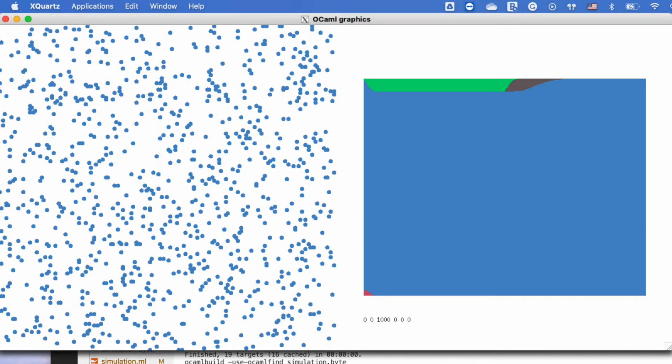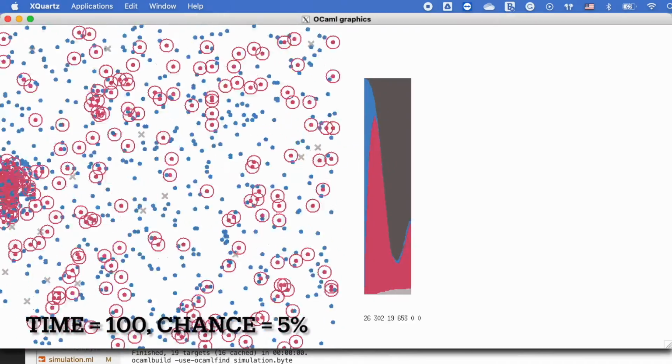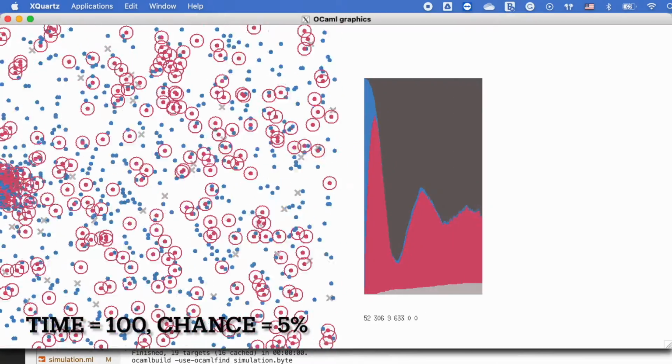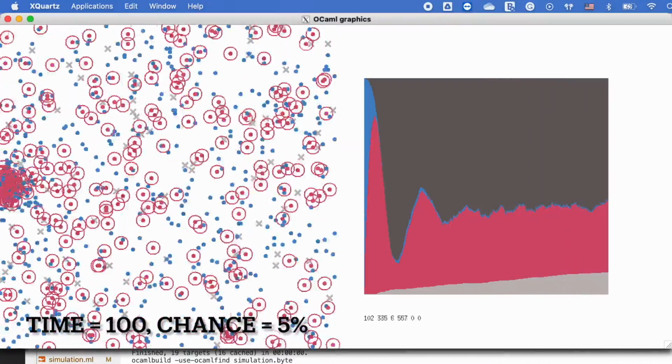And then next we have the grocery market implementation. And so in both the infected and the susceptible class, the people have a random chance of being put at this hotspot on the graph. And then once they're done with the grocery market, they're sent back to a random location. And so the original case is that they spend a time equal to 100 at the hotspot and that their chance of being sent there is 5%. And so that's found in this simulation.